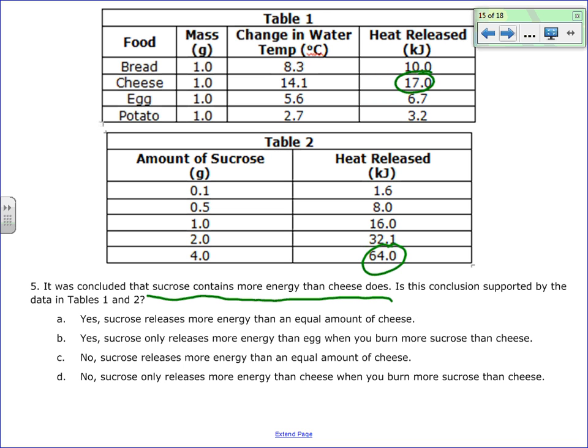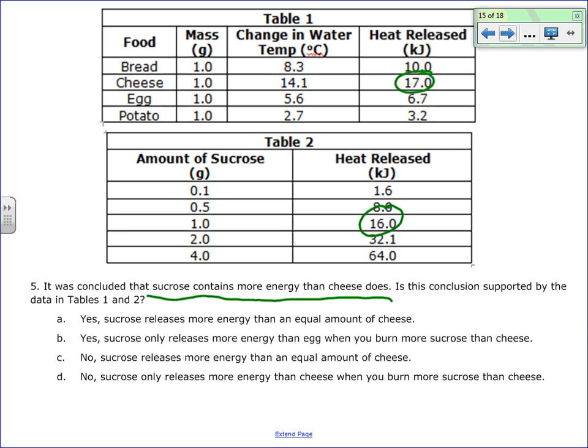It would be like that because you're not starting at one. Nice. We only care about when they're even amounts. So now we're comparing 16 to 17, and now cheese is greater. So sucrose contains more energy than cheese is false.